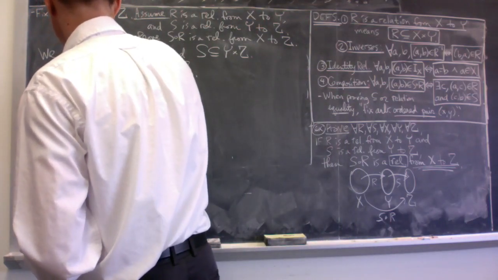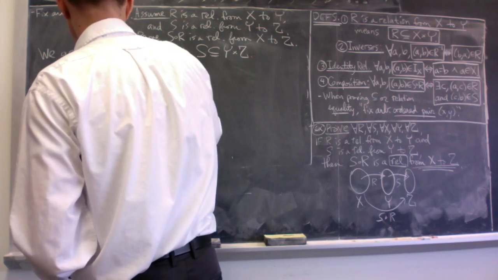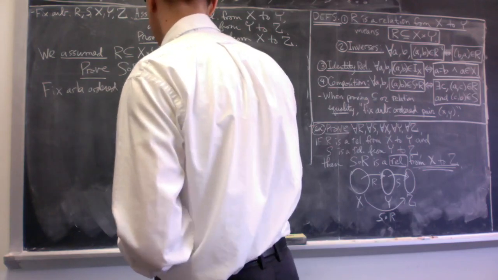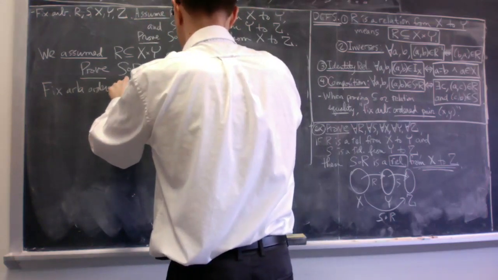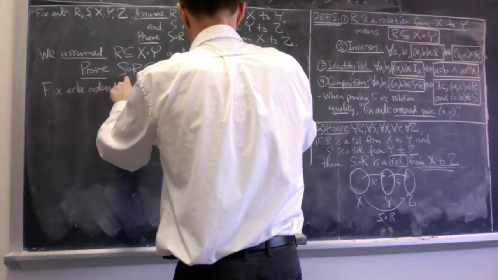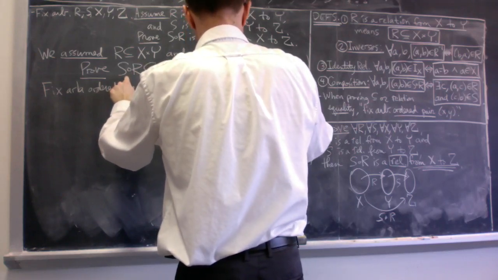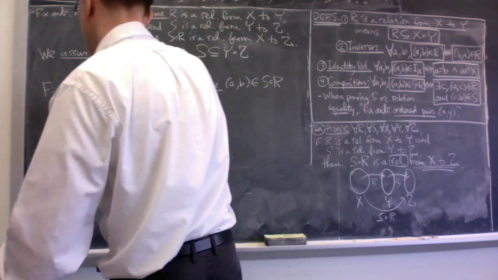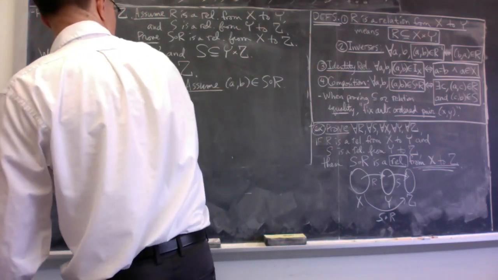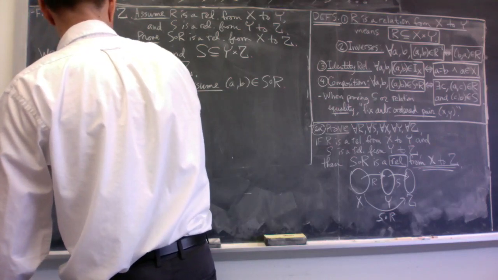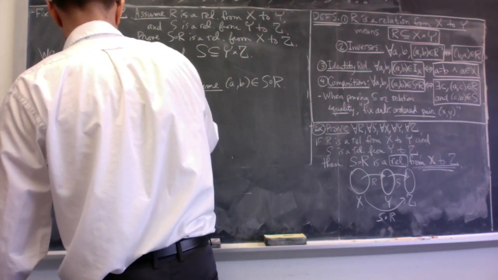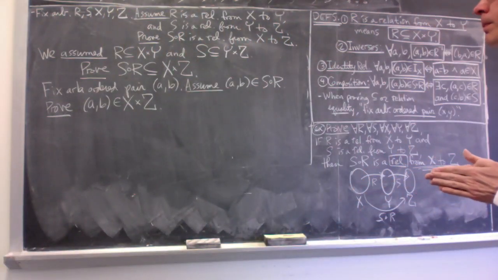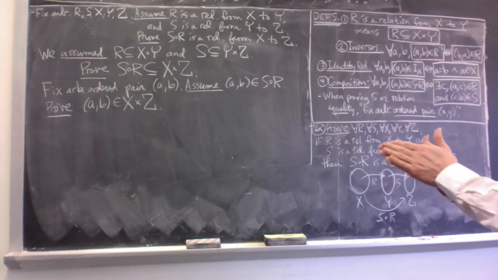Fix an arbitrary ordered pair. Let's just call it AB. Any letter you like. Assume that that ordered pair is in the left-hand relation, S circle R. And we're going to have to prove that that same ordered pair is in the right-hand set, X cross Z. Okay, and you just keep going. That's always what you do.